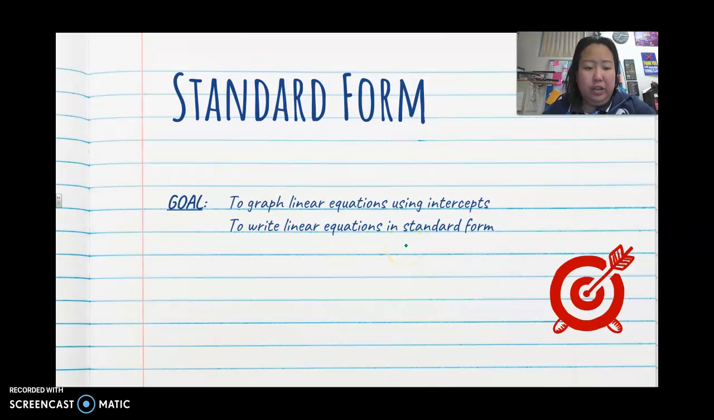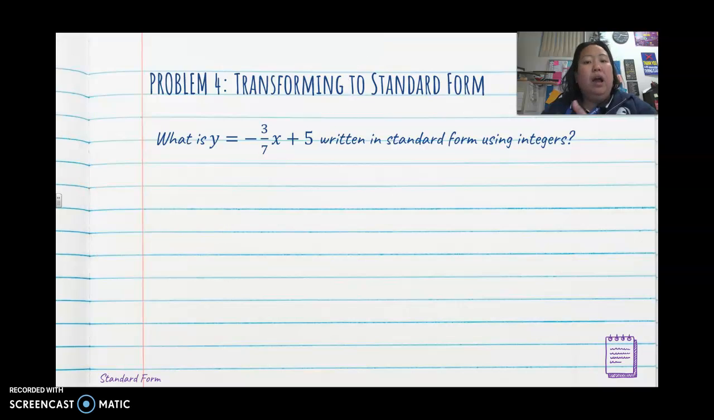All right, so let's continue our discussion on standard form. Now, this time, how can we change any form of the line, let's say slope-intercept form or point-slope form, to be in standard form?